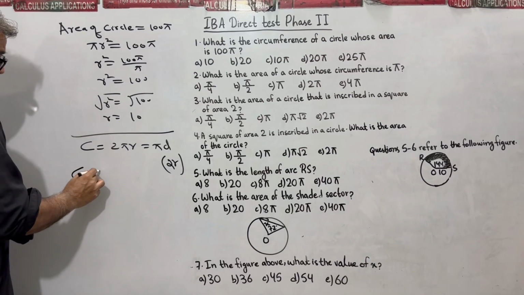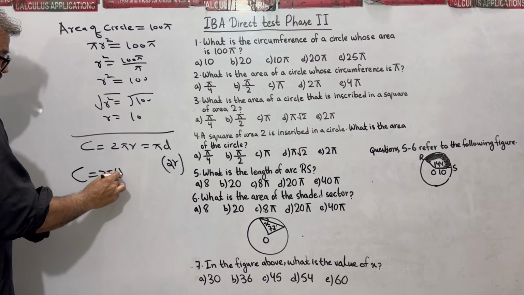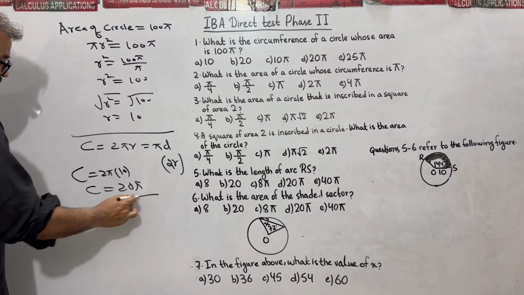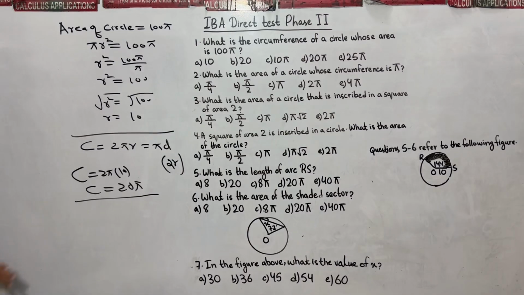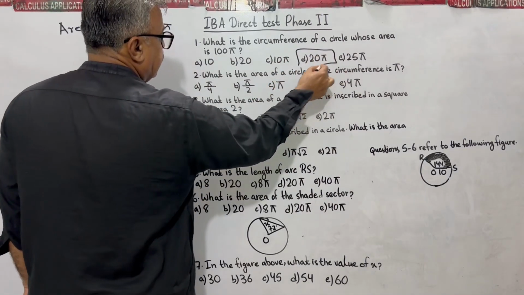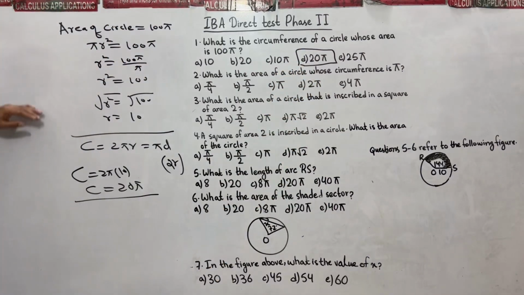The value of the radius is 10, so 2 pi times 10. Circumference is equal to 20 pi. So the right option in that case is 20 pi.